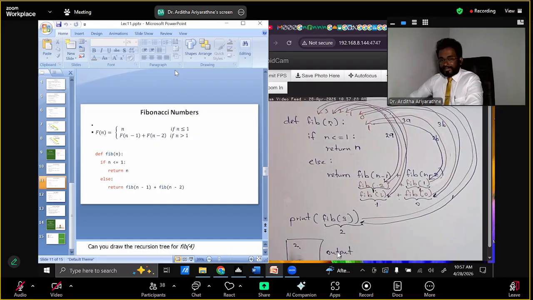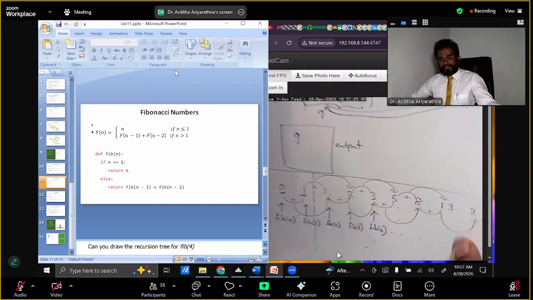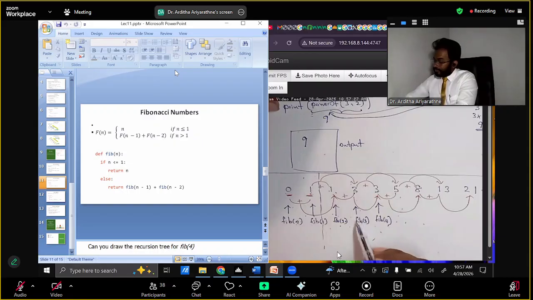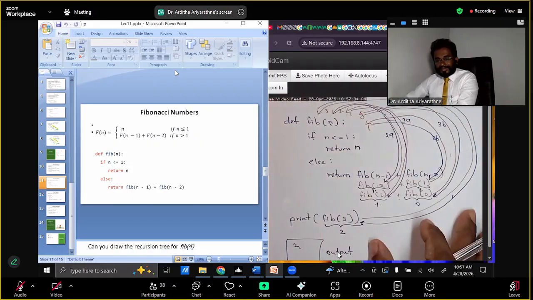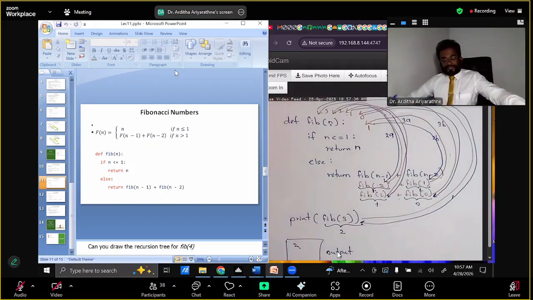Fibonacci 3, the output is 2. Shall we check? This is Fibonacci 3. What is the output? It's 2. The answer is correct. Right? This is how it's working.